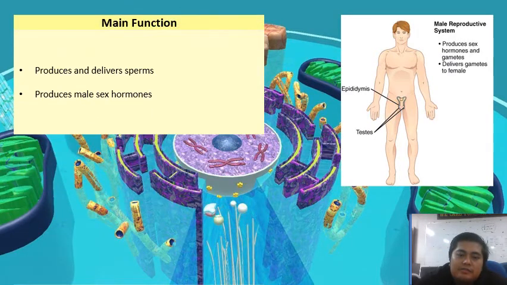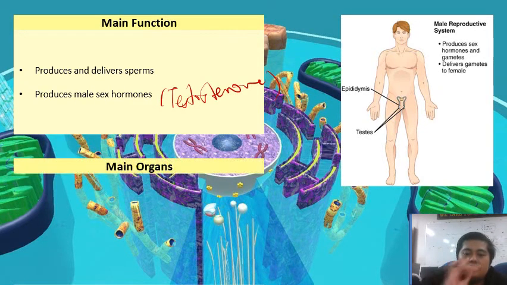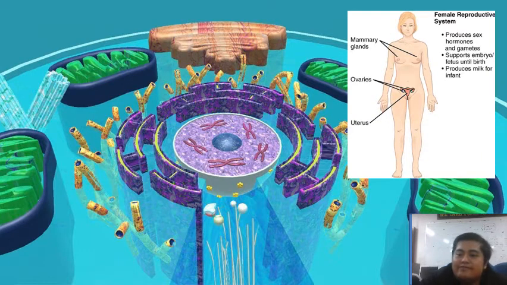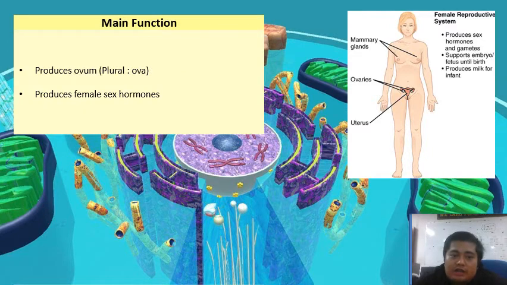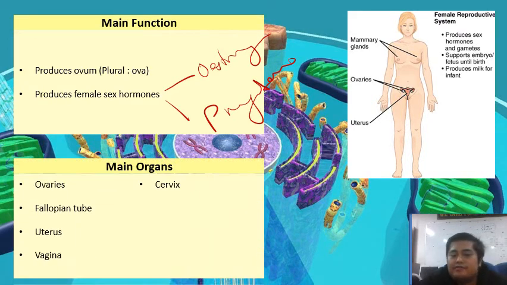The male reproductive system, their function is to produce and deliver sperm, and also to produce male sex hormone, which is testosterone. So their main organs involved are the testis, penis, prostate gland, vas deferens, and seminal vesicle. As for female reproductive system, the function is to produce ovum and produce female sex hormones, estrogen and progesterone. So the main organs involved are the ovaries, fallopian tube, uterus, vagina, and cervix.